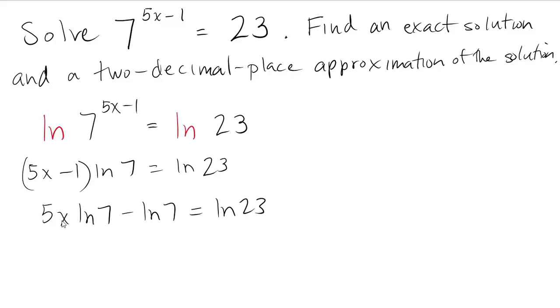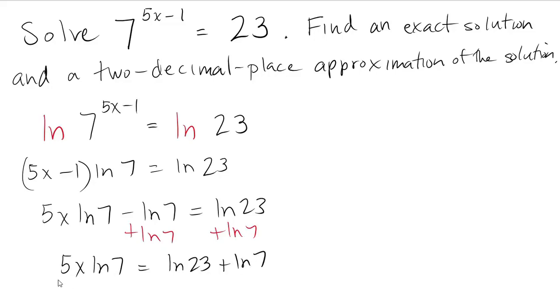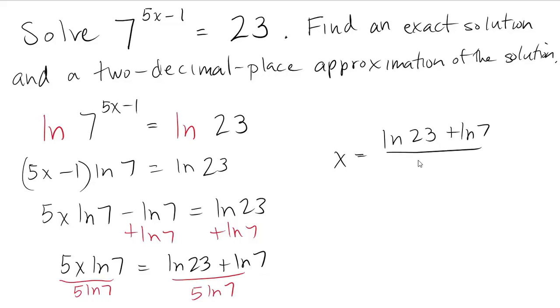Now I'm solving this for x, so I'm going to add the natural log of 7 to both sides, and I get 5x times the natural log of 7 equals the natural log of 23 plus the natural log of 7, and then I just divide both sides by 5 natural log of 7. And so simplifying, we get x equals the natural log of 23 plus the natural log of 7 divided by 5 times the natural log of 7. Now, this is an acceptable exact solution.